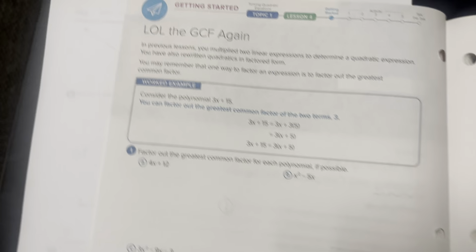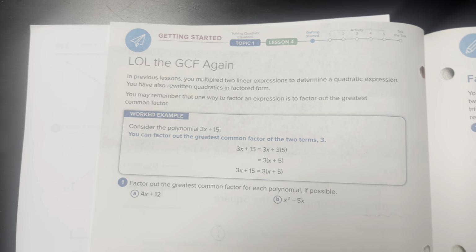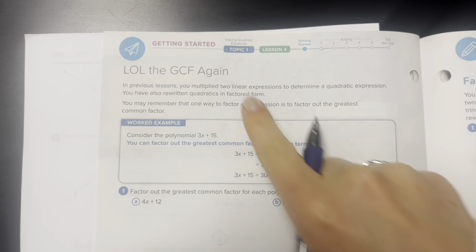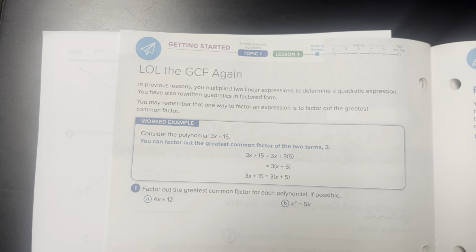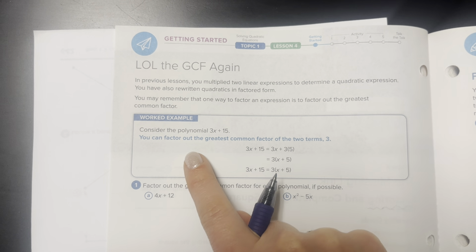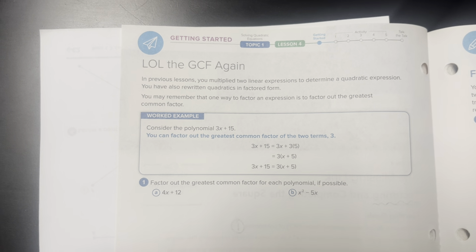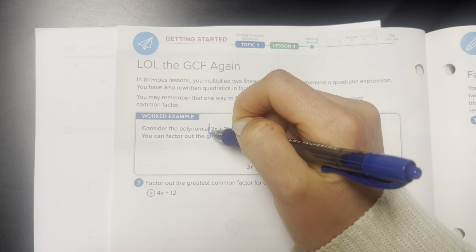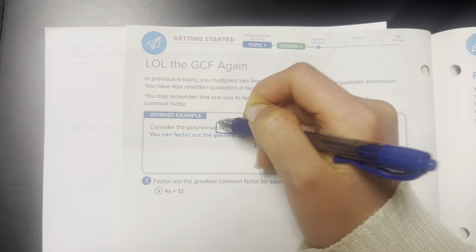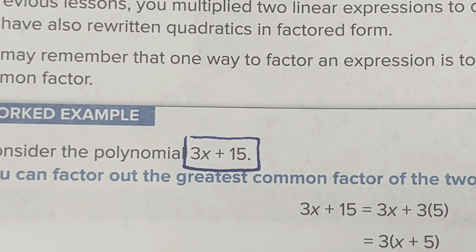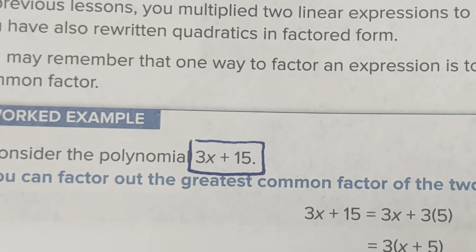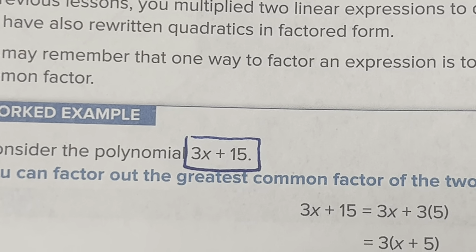Now we're going to divide. We're going to do the inverse. So getting started is called looking for the GCF again. If you remember GCF from another math class when you were younger, it's called the greatest common factor. So our worked example is showing you what you are going to have to do. Let's consider this polynomial. Now, this polynomial has already been distributed. Your job is to figure out where it started.